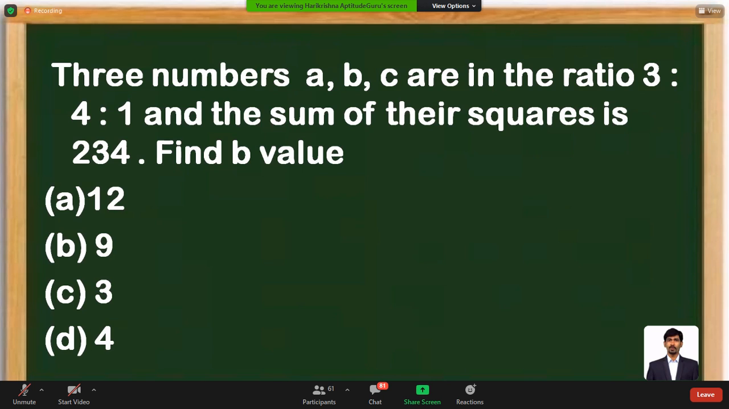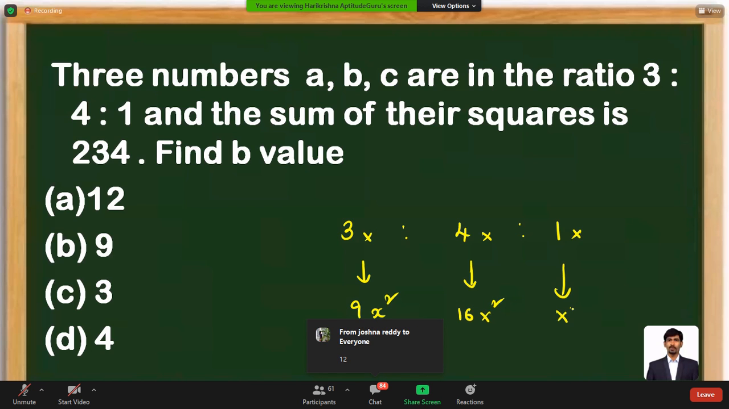So three numbers are in the ratio of 3 is to 4 is to 1. Sum of the squares is 234. Find the b value is the question. So you can just observe 3 is to 4 is to 1 is the ratio. So let's assume 3x and 4x and x are going to be the numbers. Sum of their squares. So square of this is going to be 9x squared. Square of this will be 16x squared. Square of this will be just x squared.